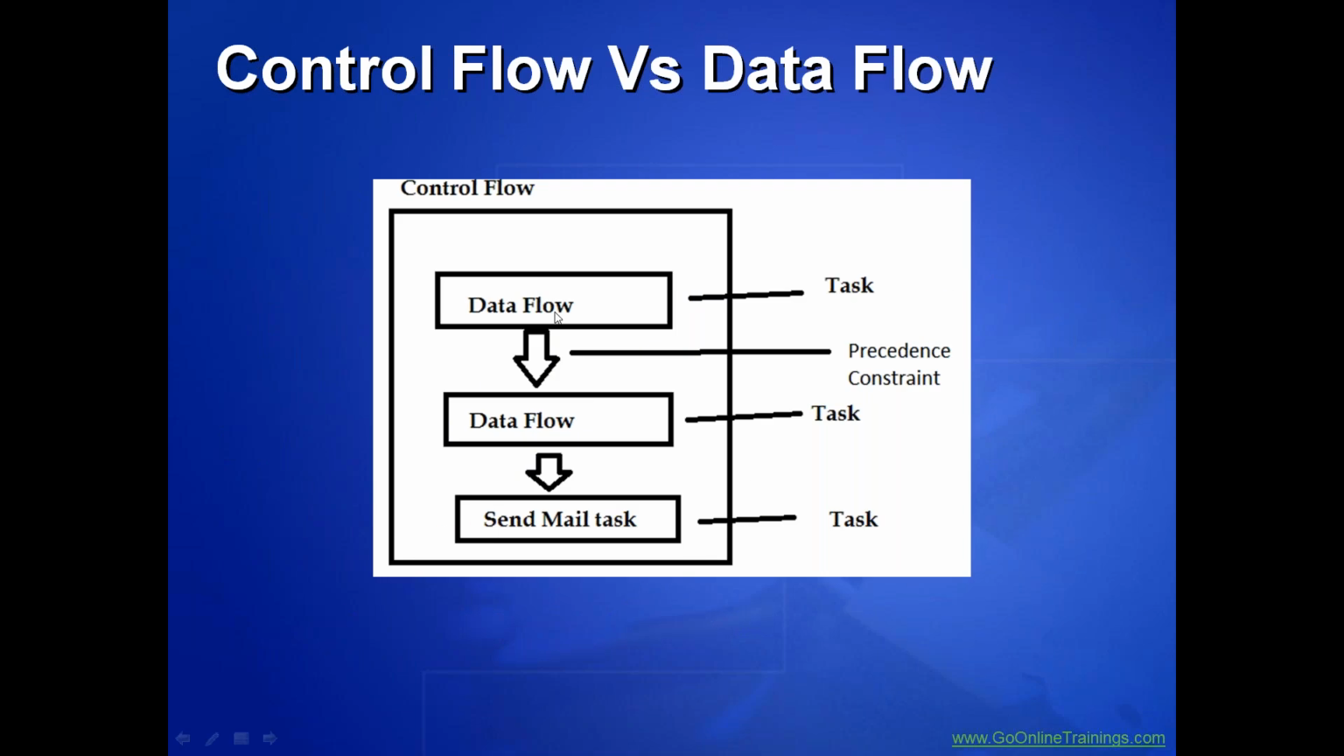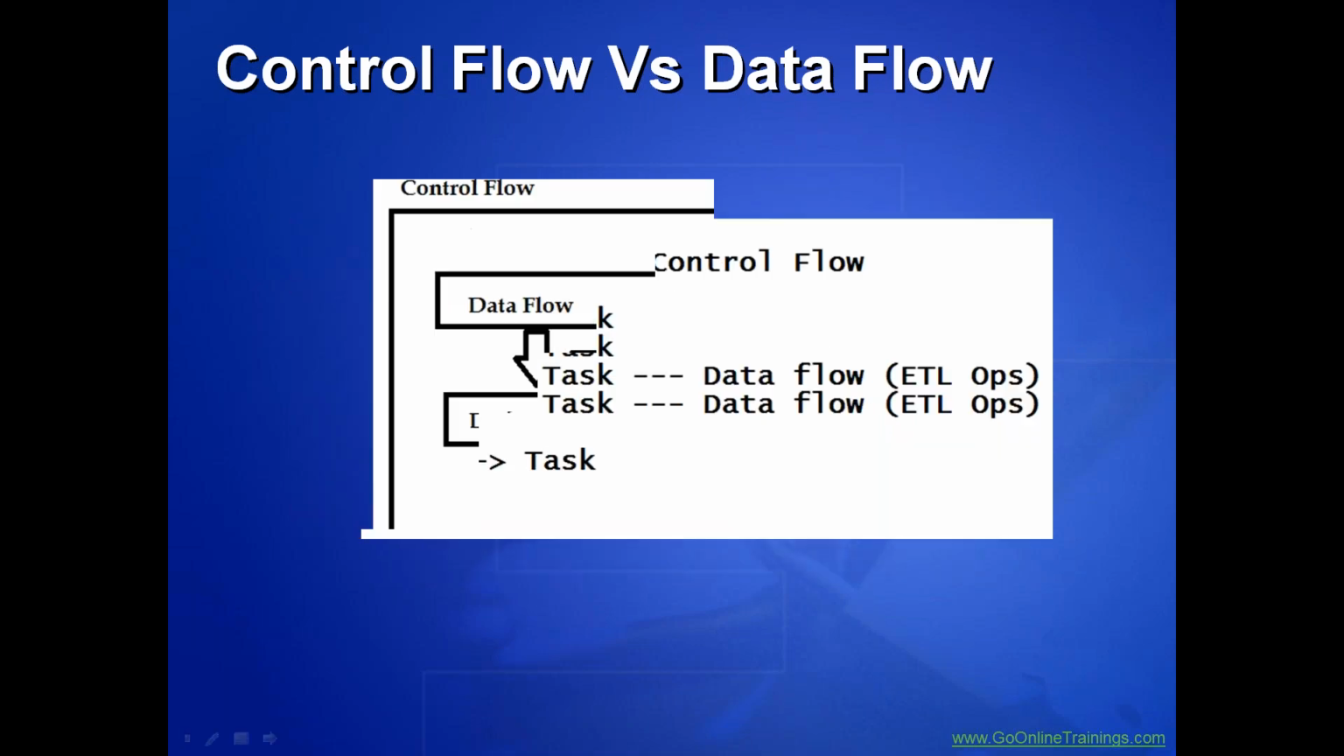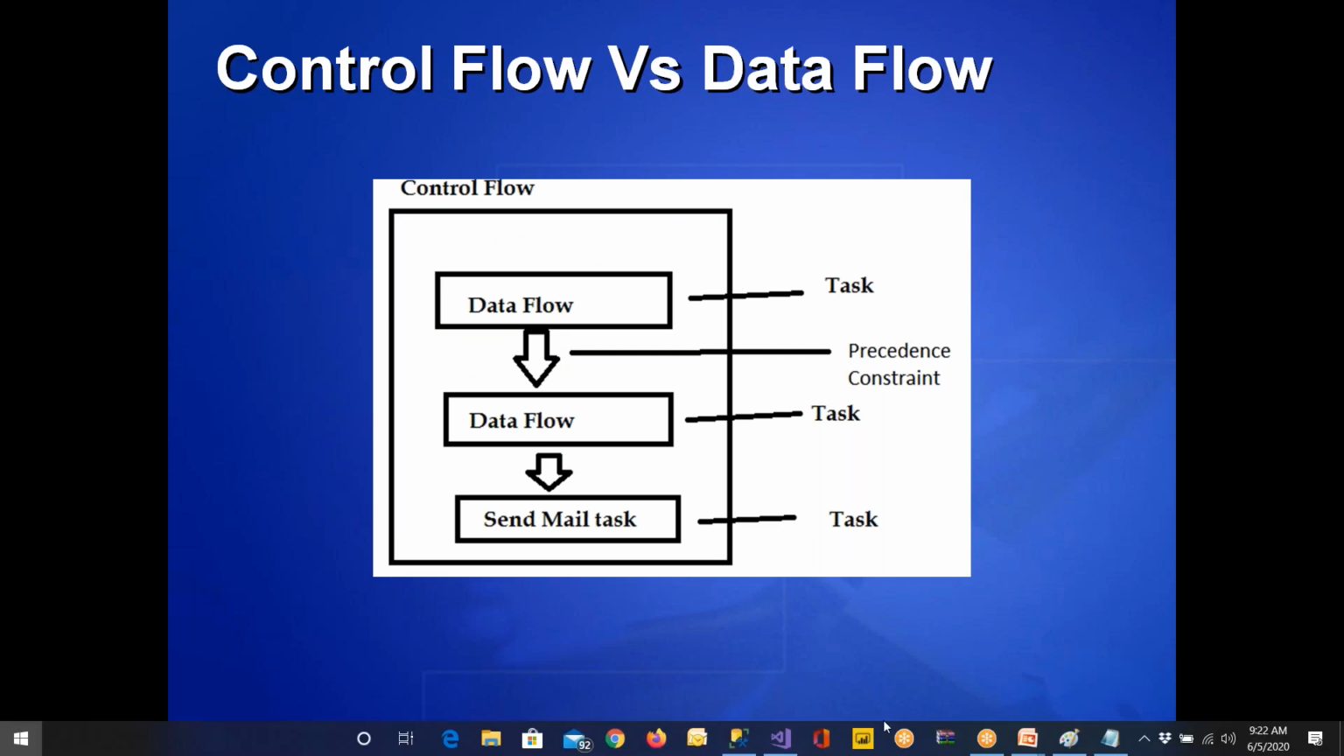So you can have a data flow. You can have this as a task and this as a task. This arrow mark is called a precedence constraint. So here you can write a lot of other programming expressions. Am I clear? So this is what you need to understand. So let me conclude this.